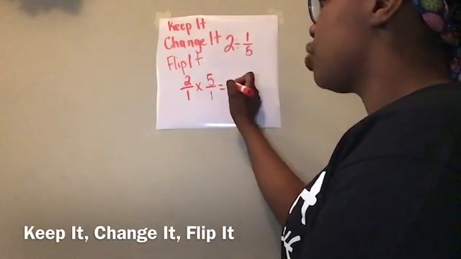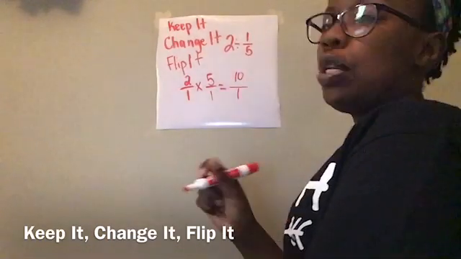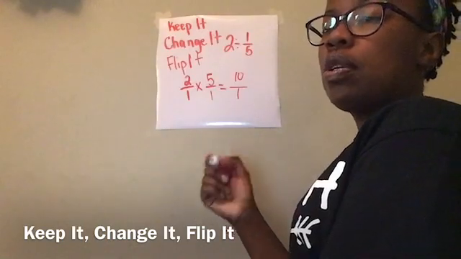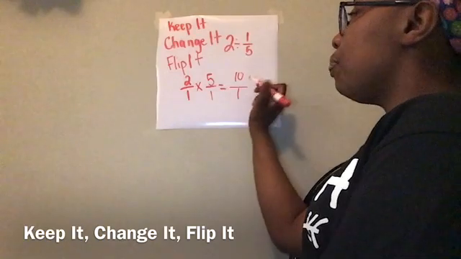And then you multiply straight across. 2 times 5 is 10. 1 times 1 is 1. And we know that when we have a number over 1, it's going to be itself. It's going to change back into that regular whole number. So it would be 10.